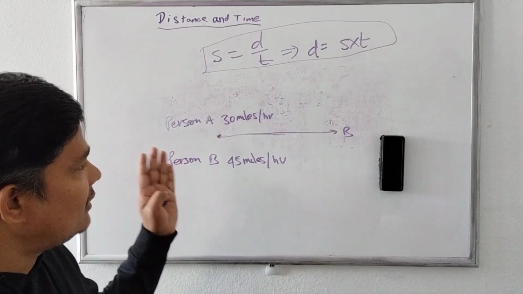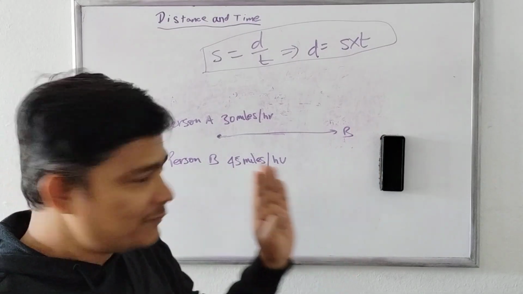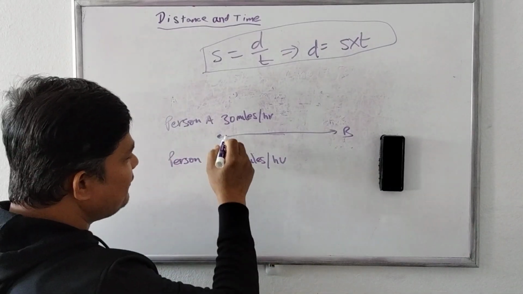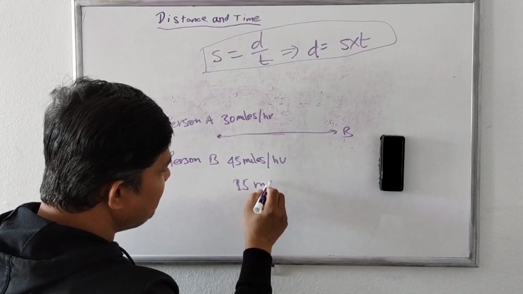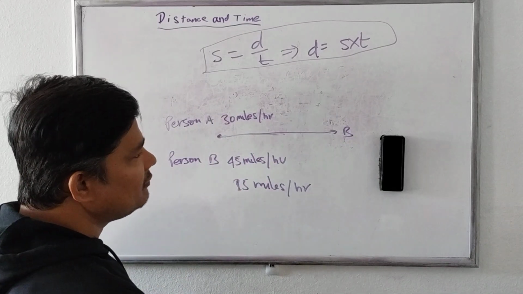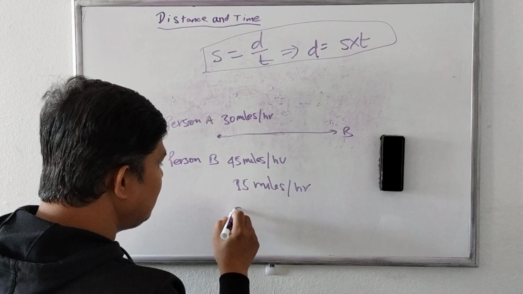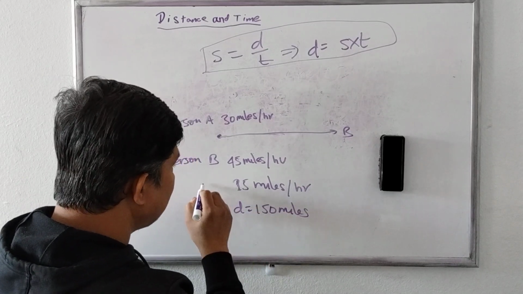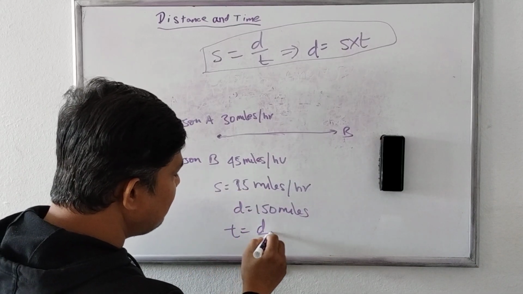Now since they are going in the same direction, what we have to do is subtract. So 45 minus 30, that's 15 miles per hour, and I'm asking you to find the time for 150 miles. So D will be 150 miles and speed is 15 miles per hour. So time will be D divided by S.